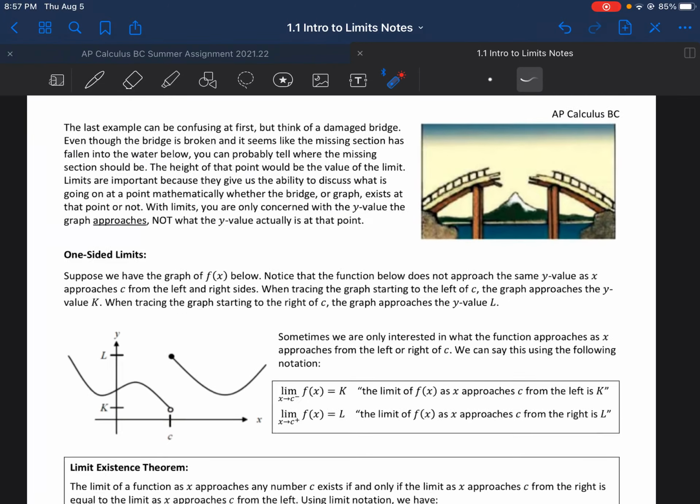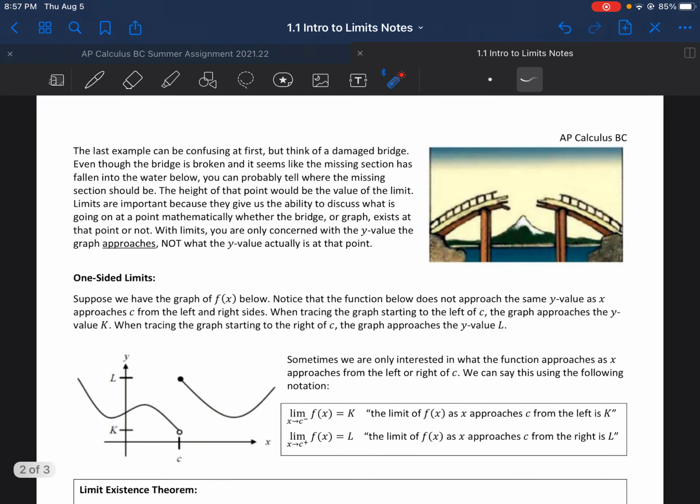Now, that can be a little confusing, especially at first. If this is your first time seeing limits, that can be a little confusing. But think of it as a broken bridge. Okay? Even though the bridge is broken, maybe the missing section has fallen in the water, you can tell where the missing section should be. So the height of that point would be the value of the limit.